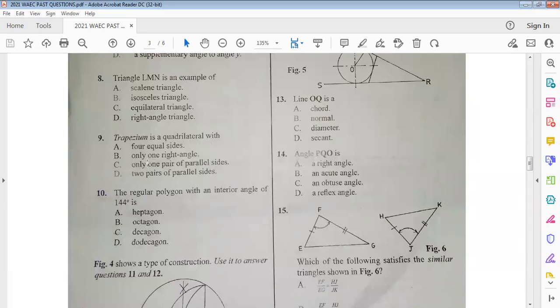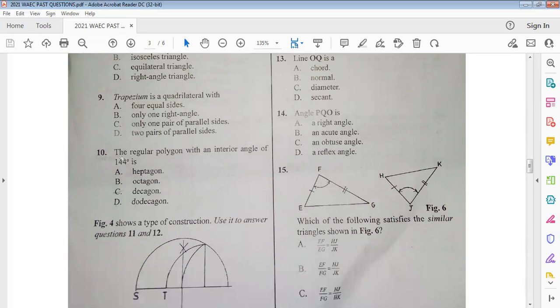So the correct answer is that we have two pair of parallel sides. So we have two opposite sides that are equal, that are parallel to each other. So two pair of parallel sides.